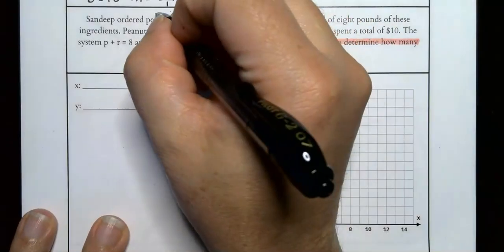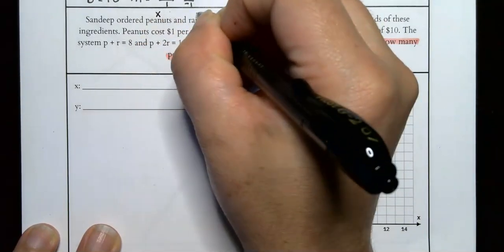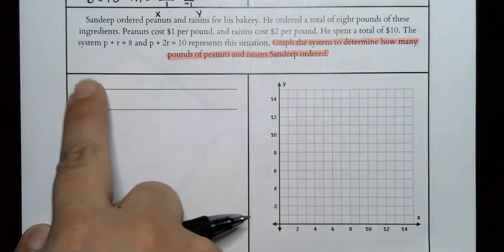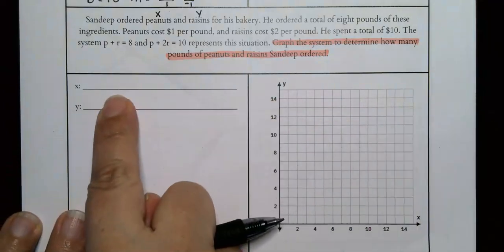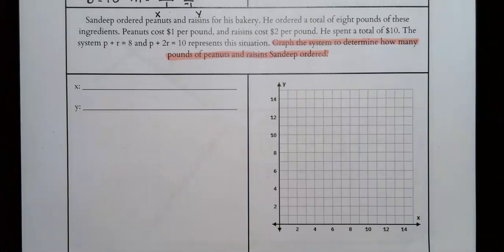So let's go back to the original. Let's go ahead and call peanuts x, raisins y. Now remember, they're using P and R, so we're just going to go back and flip those. So here we're going to write what the x and y represent, and let's go ahead and write the first equation so we can solve it for y.